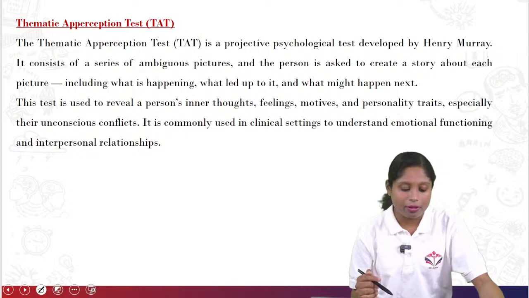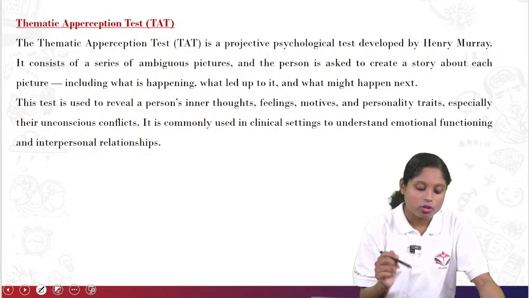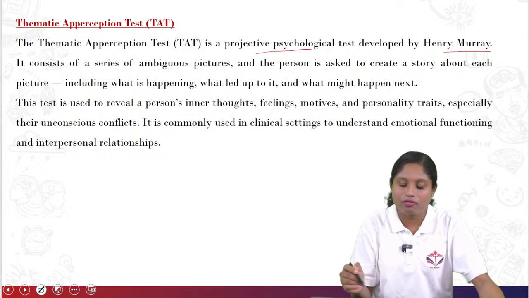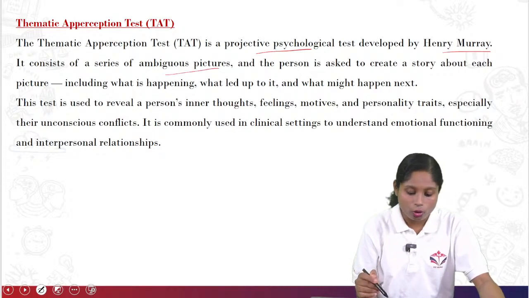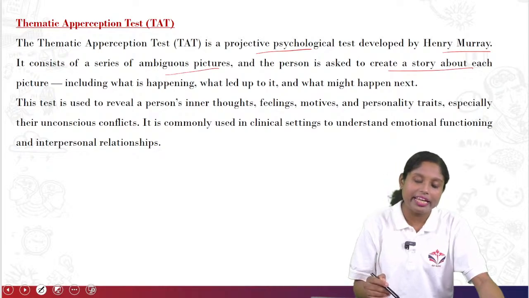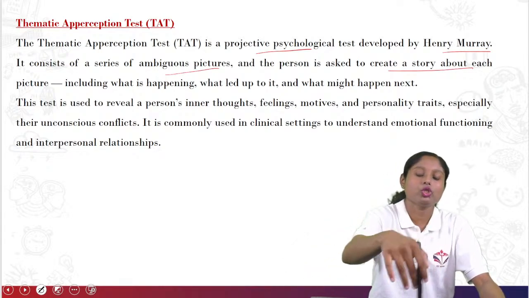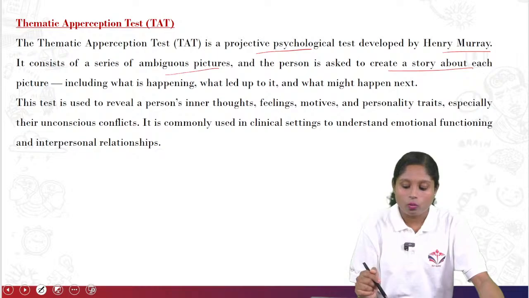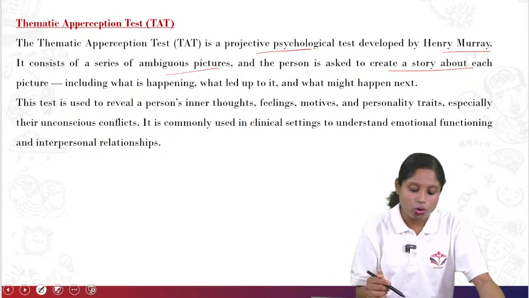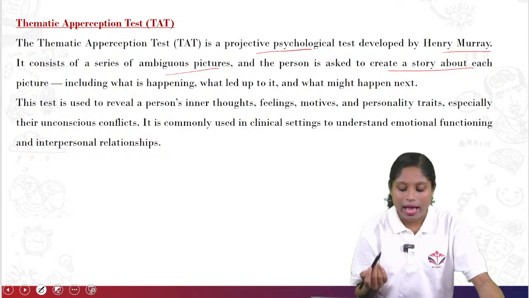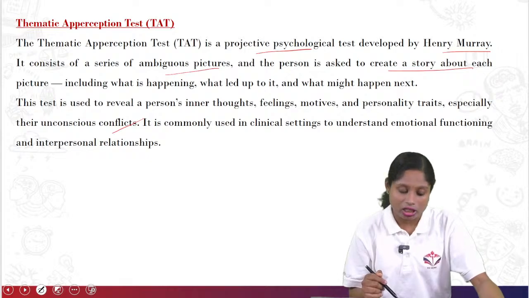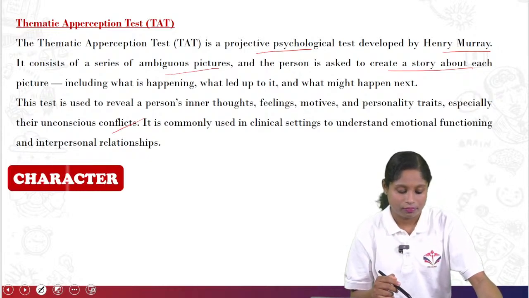Next is thematic apperception test. What is thematic apperception test? It's a projective psychological test developed by Henry Murray. It consists of a series of ambiguous pictures. The person is asked to create a story about each picture. So we will give a group of pictures, and the person needs to develop a story including what is happening, what led up to it, and what might happen next. This test is used to reveal a person's inner thoughts, feelings, motives, and personality traits, especially their unconscious conflicts. It is commonly used in clinical settings to understand emotional functioning and interpersonal relationships. So this is thematic apperception test.